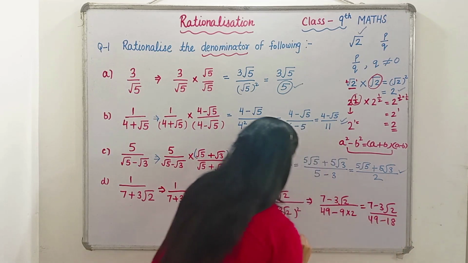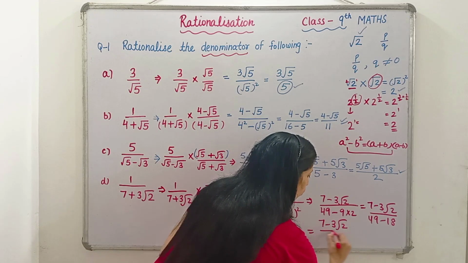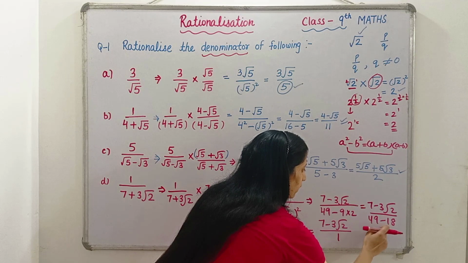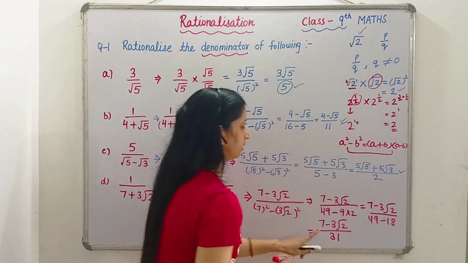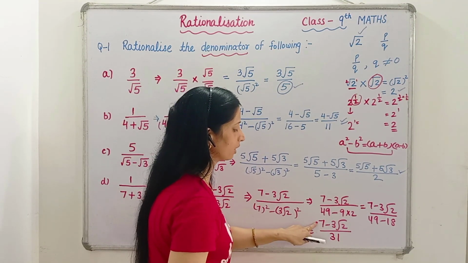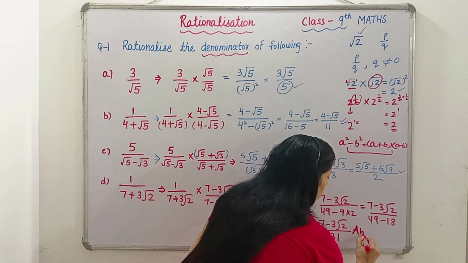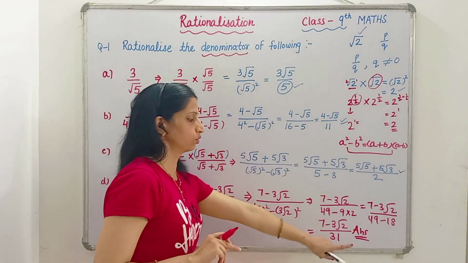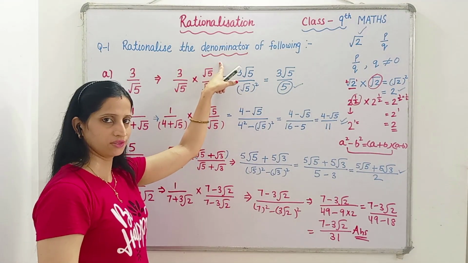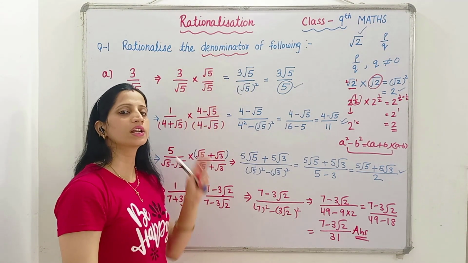So what will we get at last? 7 minus 3 root 2 divided by 31. So our answer will be 7 minus 3 root 2 upon 31, or we can separate it also. We can write 7 upon 31 minus 3 root 2 upon 31. Okay, so we can leave the answer here also, because we have rationalized the denominator which was asked in the question. So I hope that now you understood how to rationalize the denominator.